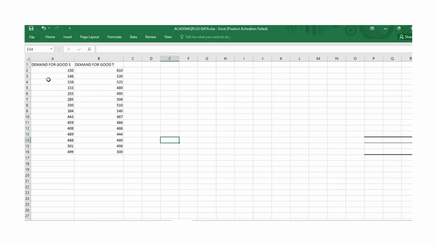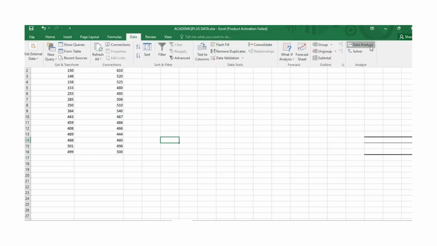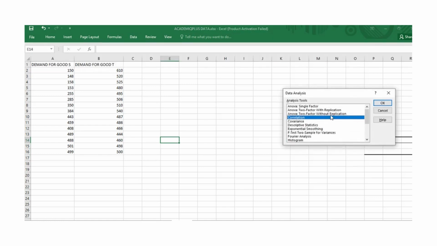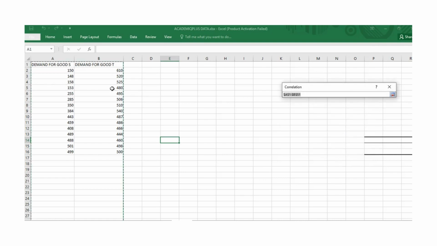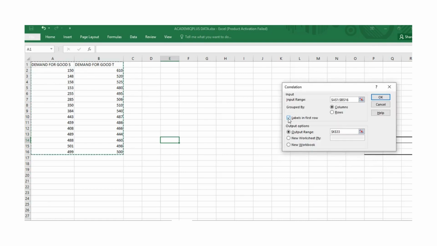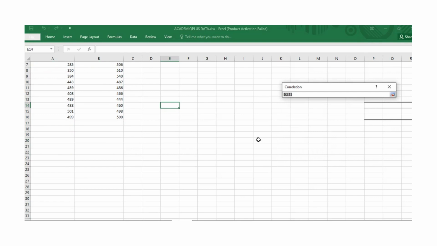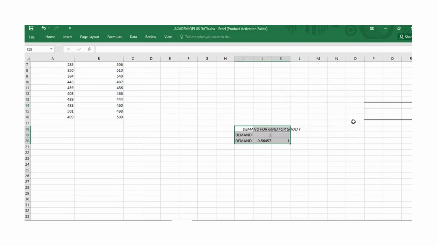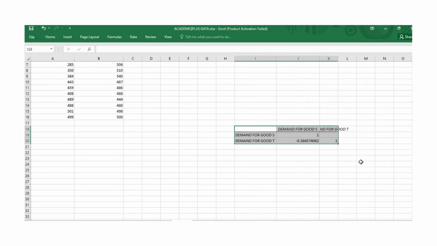We have the demand for good S and demand for good T. Let's see the kind of relationship between these two goods. Click on data, go to data analysis, click on correlation and click OK. So we get our data here, we ensure that the label is checked, and the output range, I want the result here. Okay, alright. So this is the first case of a negative correlation coefficient. Here we can see the correlation coefficient is negative 0.56 approximately.